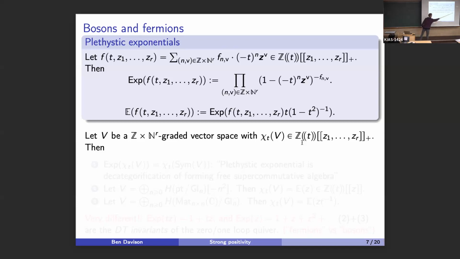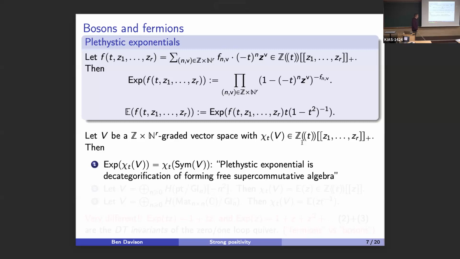And the plus here means that the constant coefficient in all of these sets is 0. So if I look at the graded piece corresponding to 0 in here, that's empty. So it's some sort of positive grading to this V. Okay, so let V be such a vector space with its characteristic function.